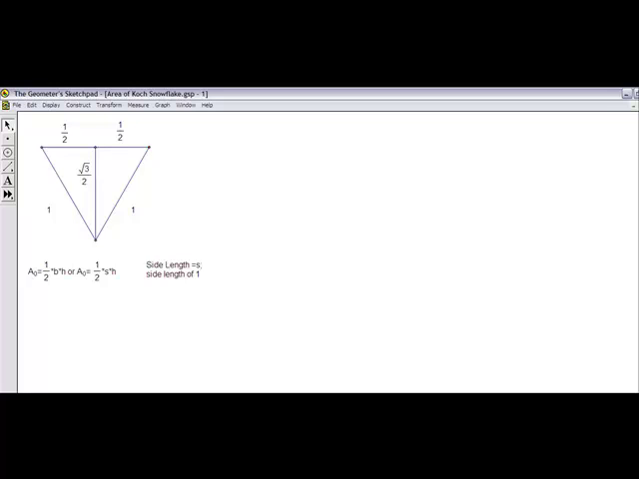So now when we move on to an iteration of 1, we will add the new triangles, and there will be 3 of them, to the original. Each of the new triangles has a third of the side length of the original. So that is why it's 1/3 squared times the square root of 3/4 times 3, which is the number of triangles.